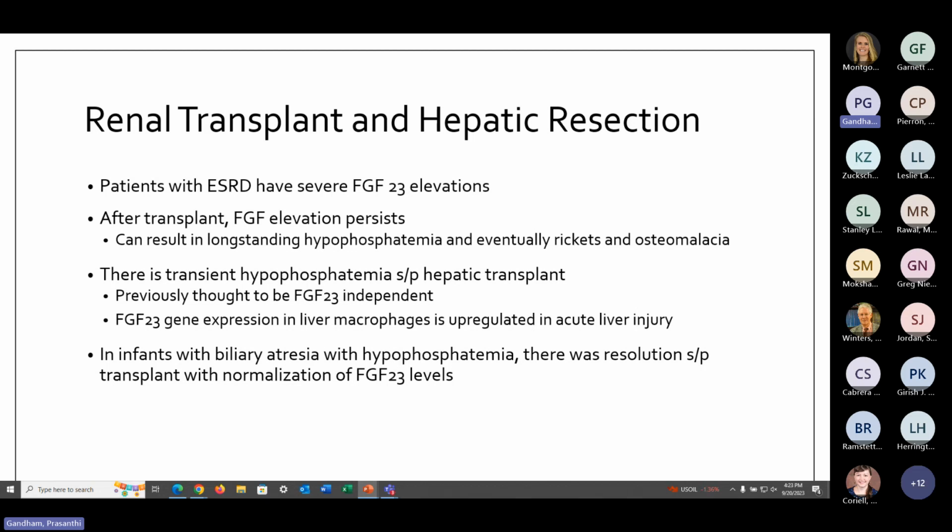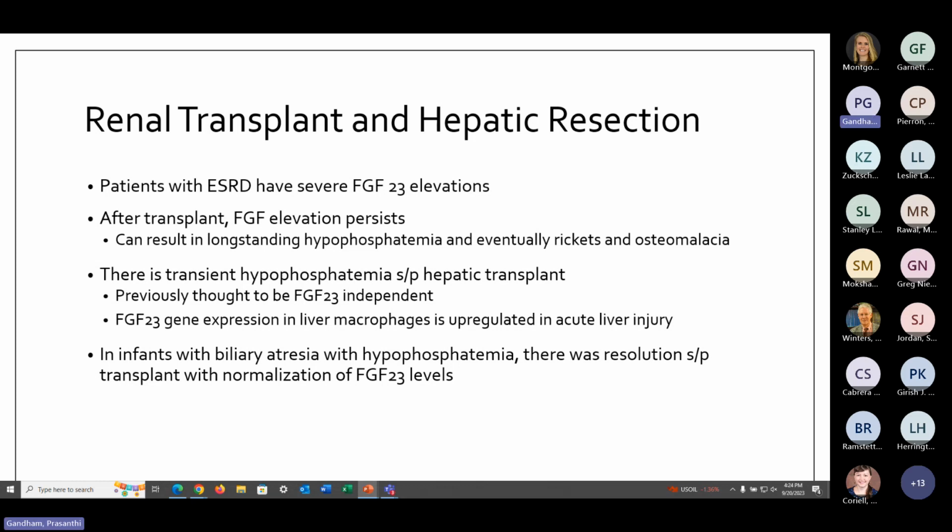The rise in phosphate further is going to increase your FGF23 levels, and this ultimately results in off-target effects, primarily left ventricular hypertrophy and aortic calcifications, which can significantly increase morbidity and mortality in patients with end-stage renal disease. Even after transplant, FGF23 elevation persists, and this can result in long-standing hypophosphatemia and eventually rickets and osteomalacia.